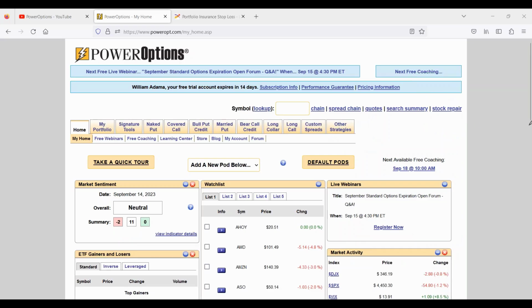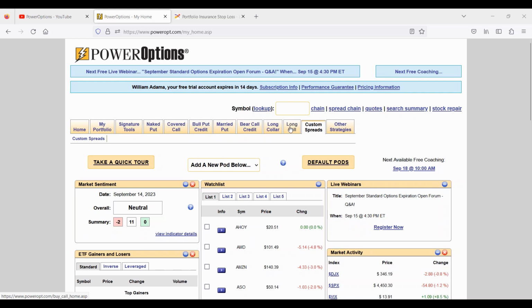So to begin, we're just going to go over to Power Options. And we're talking about a short strangle position, selling an out-of-the-money call and selling an out-of-the-money put against a position, hoping that the stock stays between those particular strike prices. Both call and put would then expire worthless. You'd keep the entire net credit.